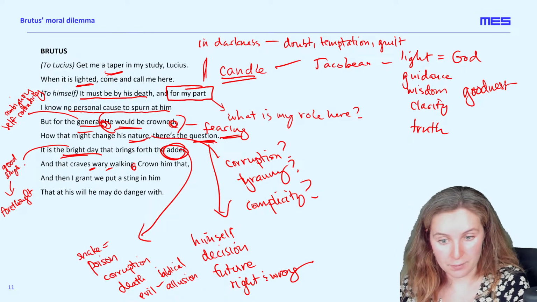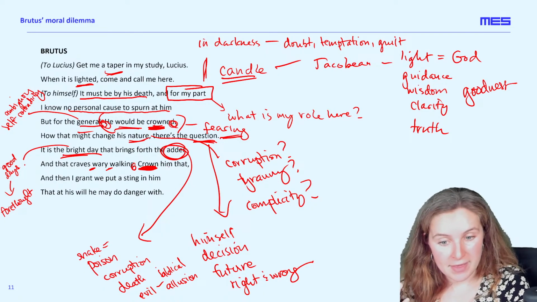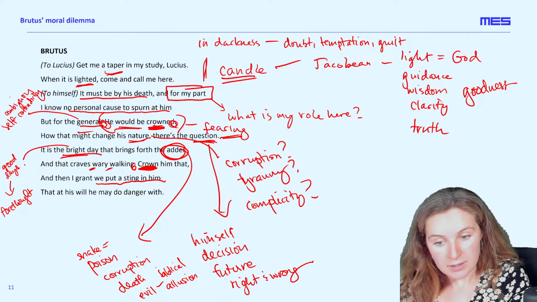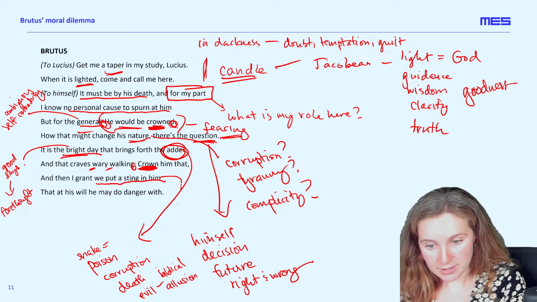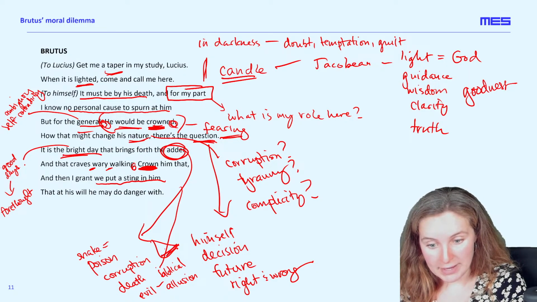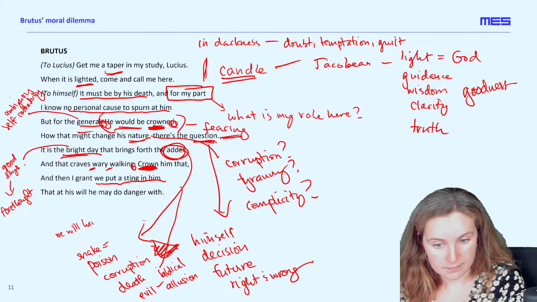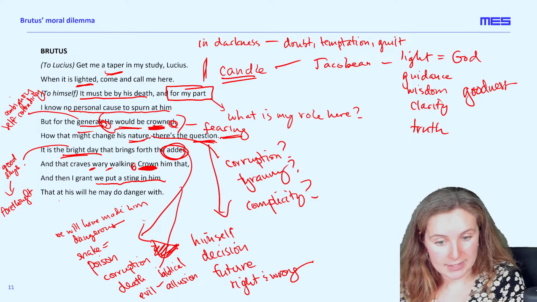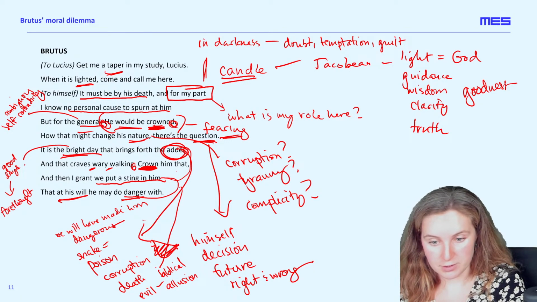And again, we see the word crown. Crown him that. We can see the reflection here of what Brutus is thinking about through that repetition. And then I grant we put a sting in him. So unlike an adder that's born with a stinger, or poison of its own, Brutus is suggesting that this act of crowning Caesar will make him these things. If we crown Caesar, we will have made him dangerous. So we will have enabled him. It will be through our actions that Rome is destroyed. And at his will, so whenever he decides, he may do danger with this danger of destroying Rome.